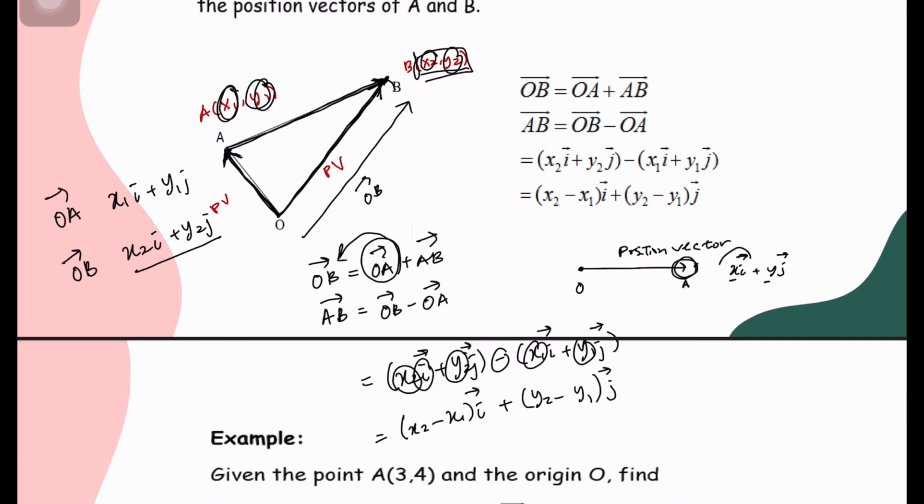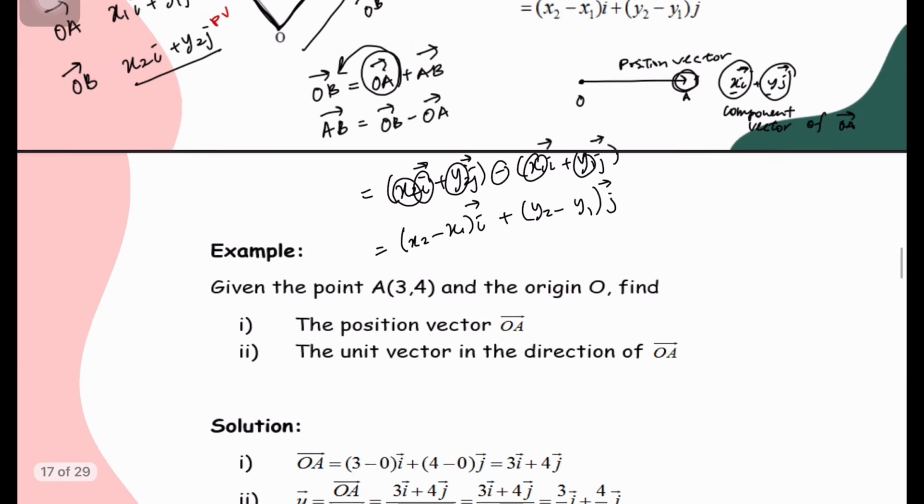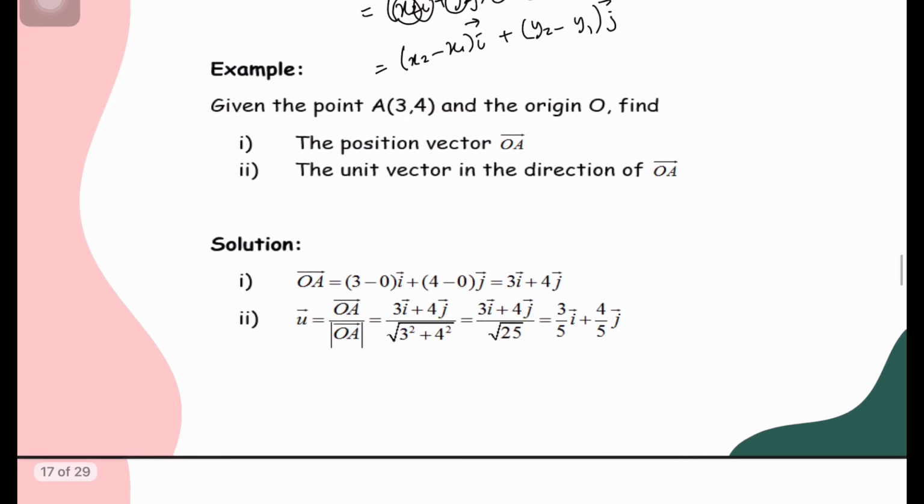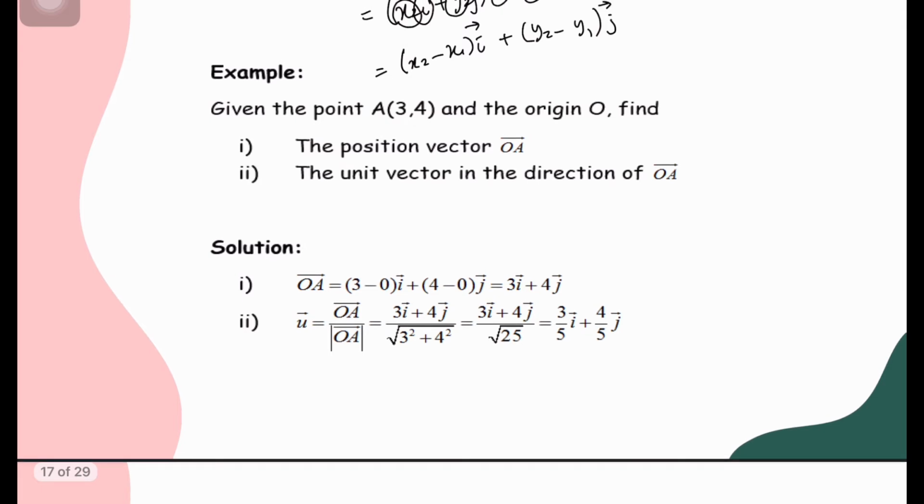Okay, and this xi and yj we call the component vector of vector OA. Okay, let's see an example here. Given the point A (3, 4) and the origin (0, 0), find the position vector OA. Okay, so OA is from the origin to the point A.